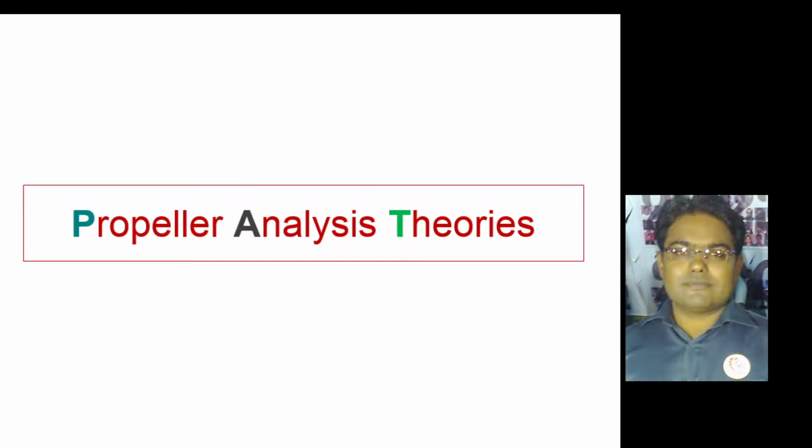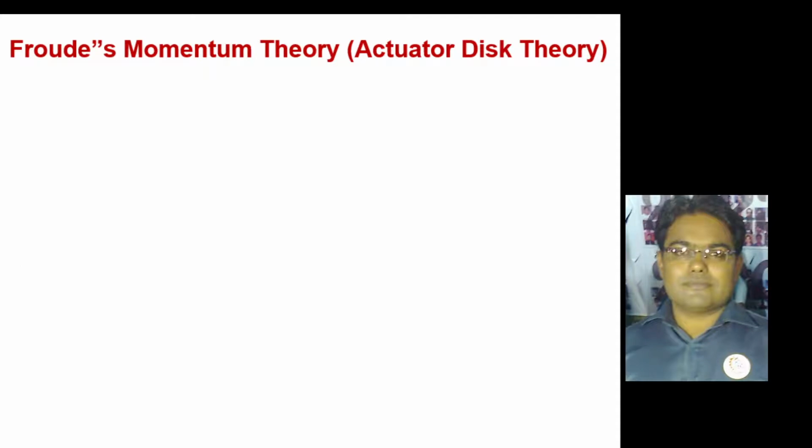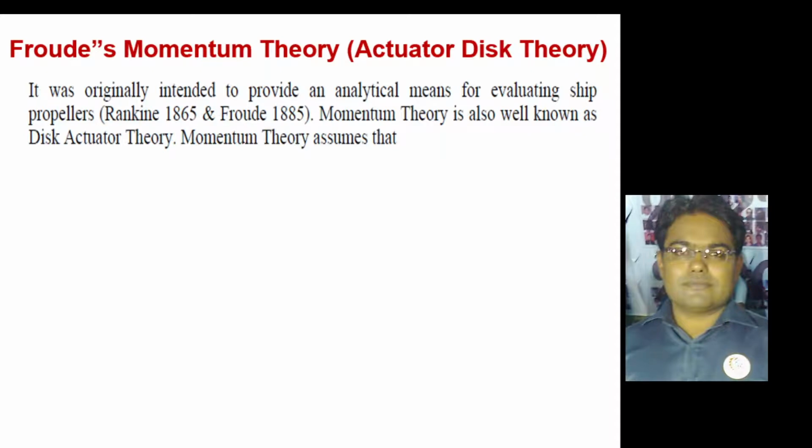The first theory to come was called Froude's momentum theory. Froude is the name of the scientist who developed this theory to analyze propeller performance. This is also known as actuator disk theory. It was originally intended to provide an analytical means of evaluating ship propellers, particularly by Rankine and Froude. These two developed and proposed the theory to analyze the performance of a ship propeller. So momentum theory is also known as actuator disk theory.